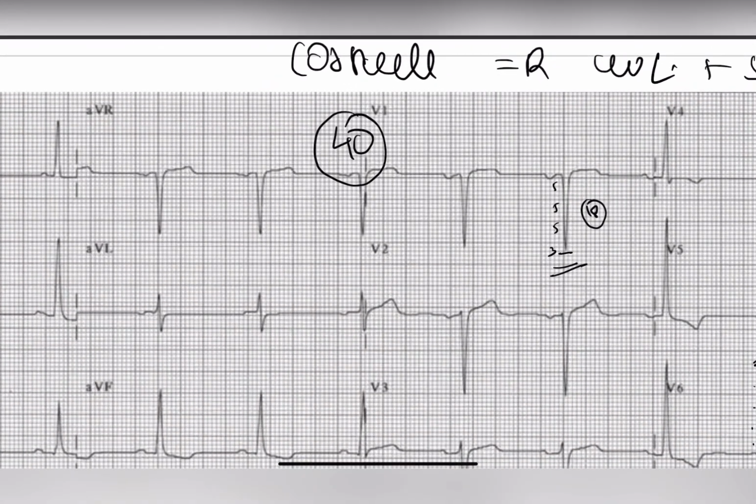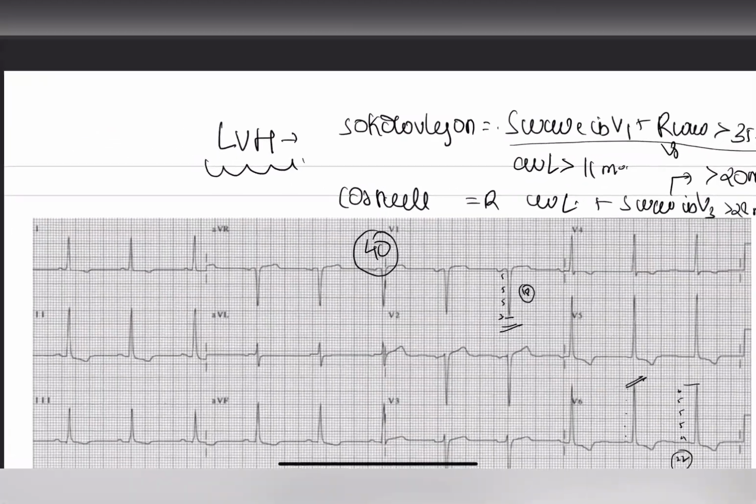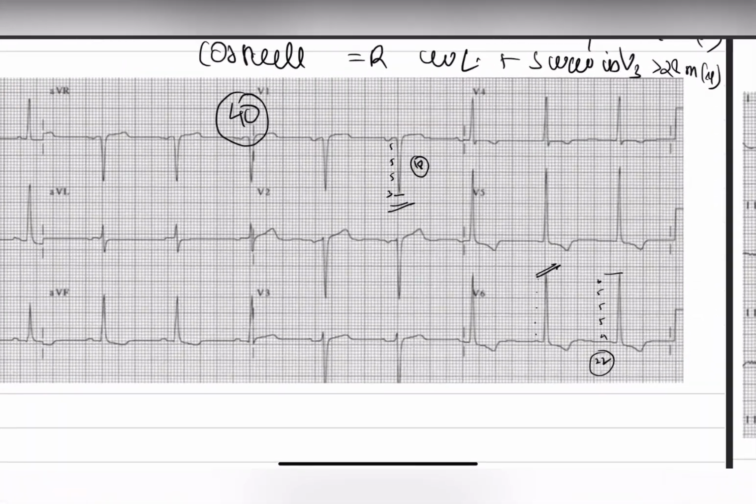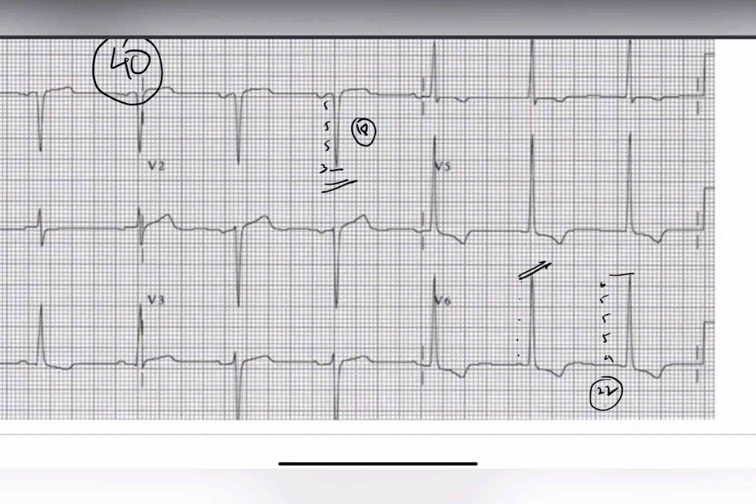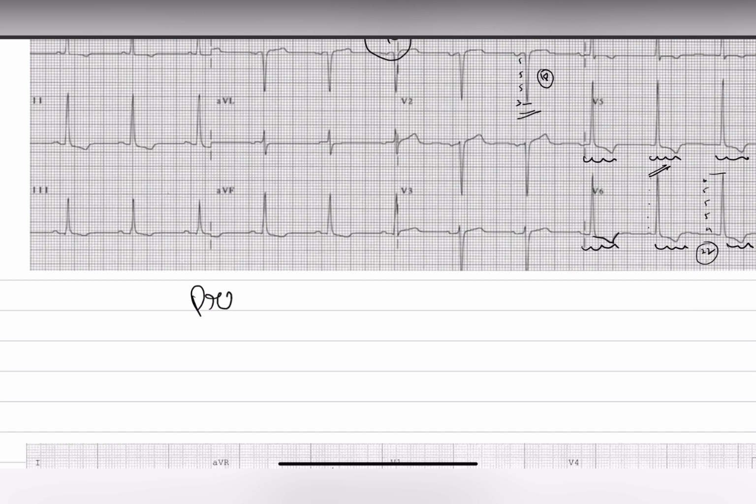The other criteria you can use is aVL. If it is tall, more than 11 small boxes, then also you can consider it as LVH. But in this ECG, there is no evidence of the aVL criteria being positive. So any one is enough. So this is the first point. The second point is that you have to look for the secondary STT changes, the ones we discussed here. The downsloping STT changes, secondary STT changes. When there is evidence of secondary STT changes, think of pressure overload.